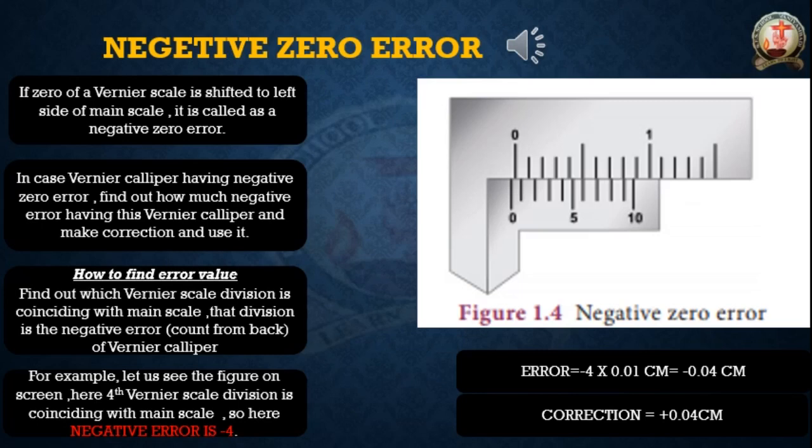So here what is the value? Minus 0.04 centimeters. That is the error. Then how I should correct that? Simply I will add positive value. So minus 0.04 means I have to correct it. So I will add plus 0.04. So minus 0.04 plus 0.04, that value is 0. So that error will be corrected.